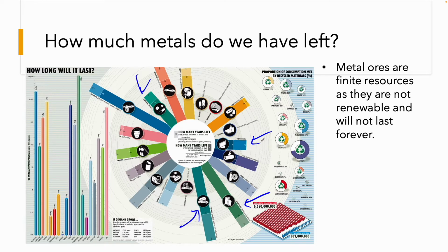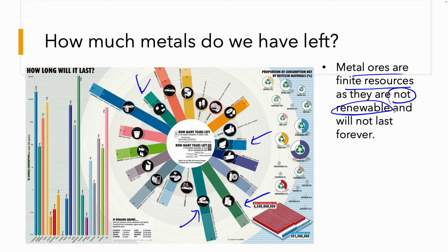So metal ores are finite resources. In order to make sure that we have sufficient metals to use in the future, we will probably need to recycle. We have to recycle because these metals are not renewable.